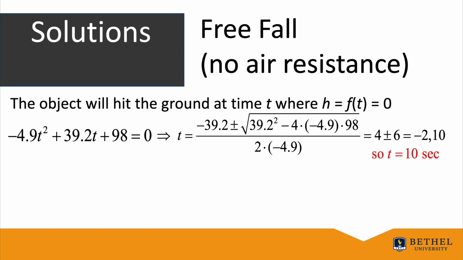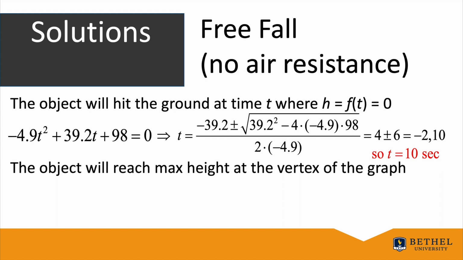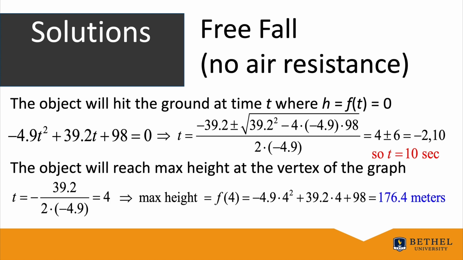Being a quadratic function with a negative leading coefficient, the graph will be concave down and its vertex will be a high point. The object will reach a maximum height at the vertex of the graph. Remember, the vertex occurs when the independent variable has a value equal to negative b over 2a. In this case, that simplifies to 4. Plugging t equals 4 into the function gives a maximum height of 176.4 meters. Pause the video and take the time to double check these calculations.